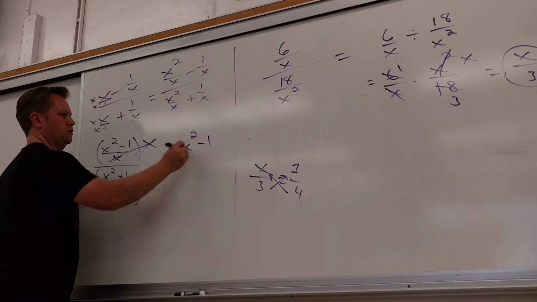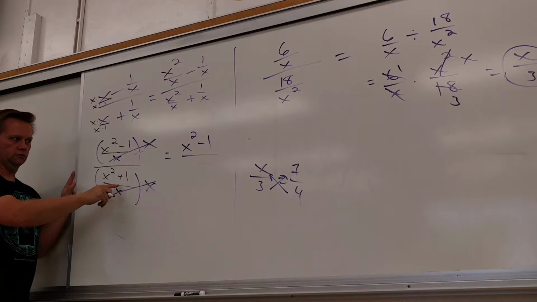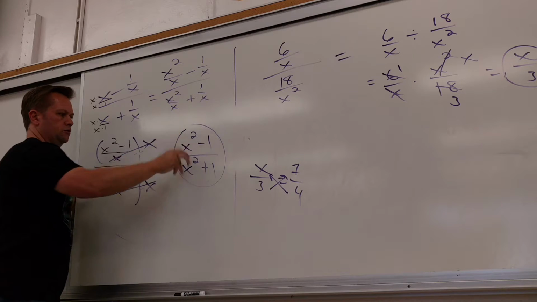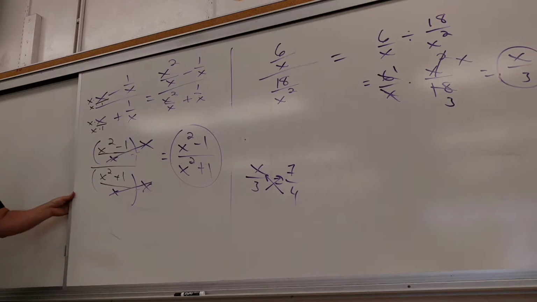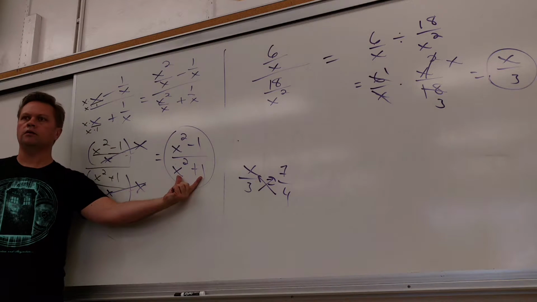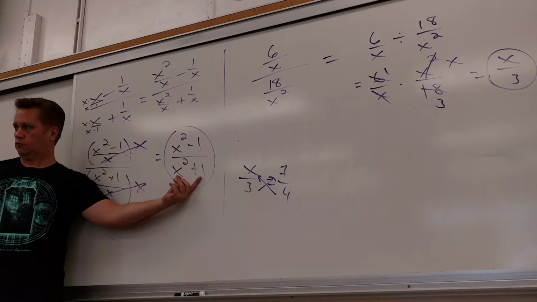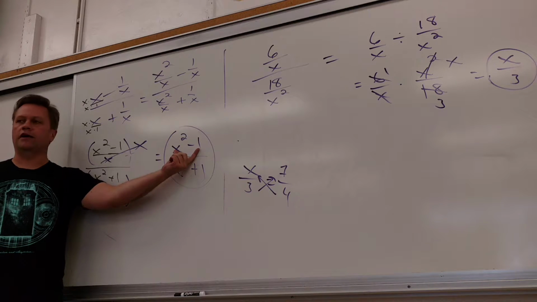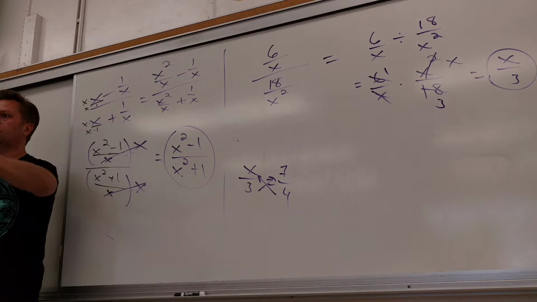X squared minus 1 over x squared plus 1. Can anybody tell me why there's no reason to even try to go further with this? Because the bottom, it's addition. Good. Beautiful. So this is prime. So I don't care that I can factor that. I can't factor the bottom, so it's not going to reduce. So I just stop.